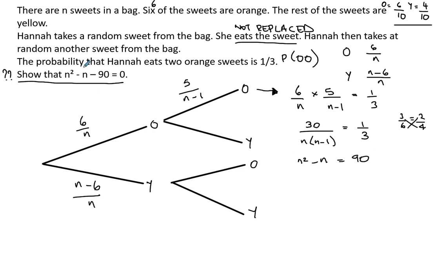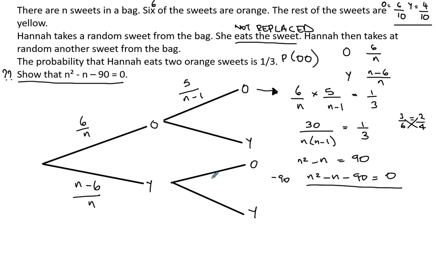And you're suddenly looking there and smiling. And then because you know it's quadratic, we always do minus 90. And you get n squared minus n minus 90 equals 0. Okay? Wasn't that all right? It's so good. Try not to giggle in your exam.